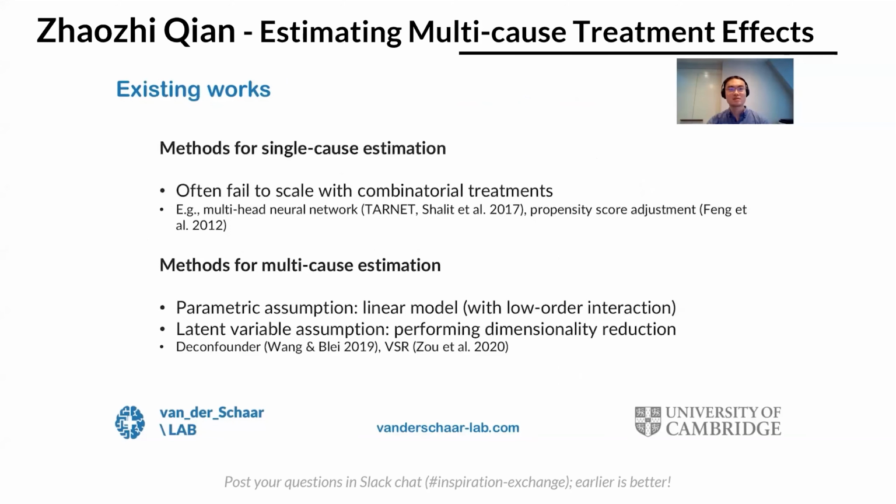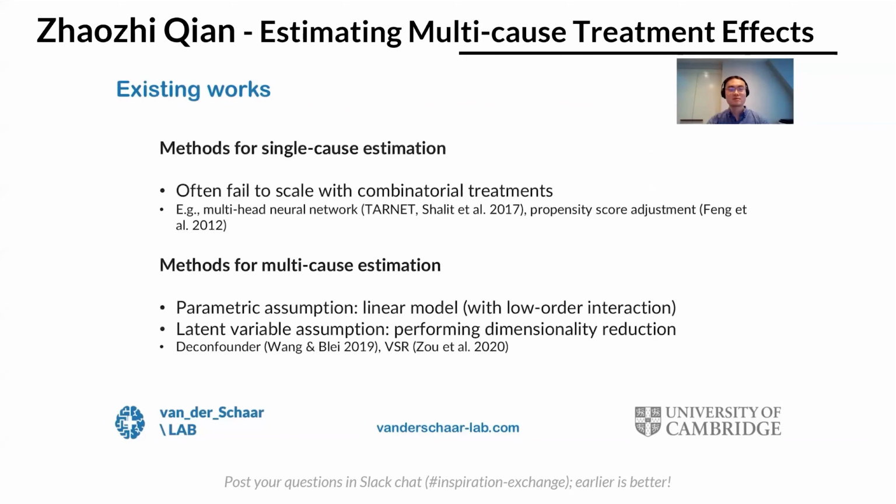In particular, the existing methods designed for single-cause estimation often fail to scale with the combinatorial treatments. For instance, the popular multi-head neural network architecture uses one output head for each treatment. Hence, the number of output heads would also grow exponentially. The propensity score-based methods face a similar challenge because they estimate the probability of each treatment.